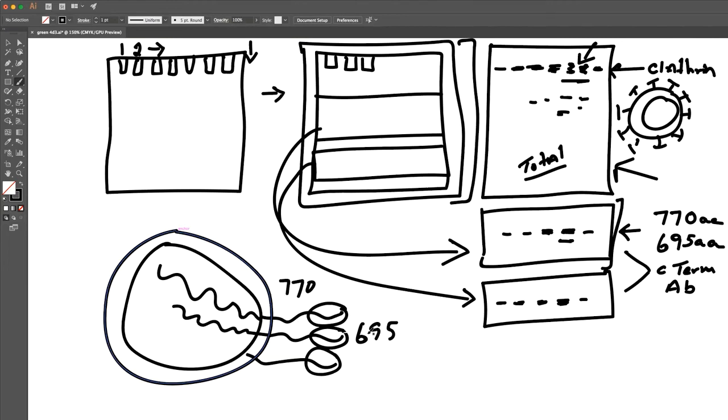Then it turns out that they do another Western blot, but this time they use an N-terminal antibody rather than a C-terminal antibody, which recognizes this region on both of these. The splice site is further down in this protein. And they get the same.